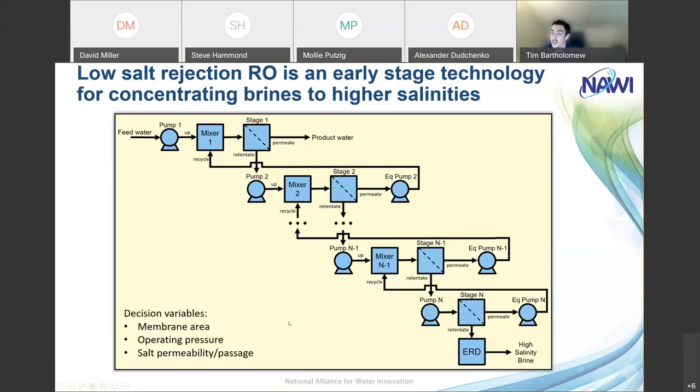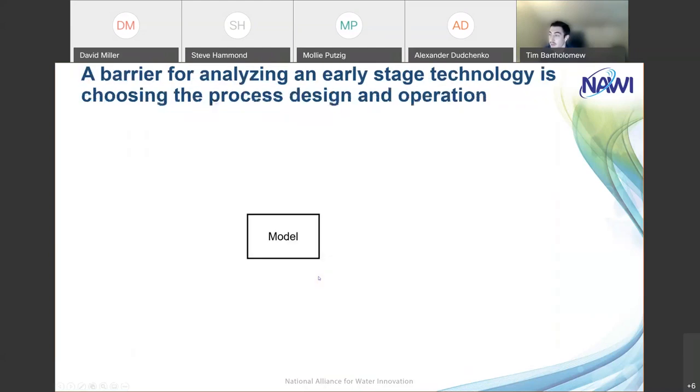Additionally, another challenge for a user is that there are a lot of degrees of freedom. For each stage, there are at least these key decision variables: what the membrane area should be, what the operating pressure should be, and, for low salt rejection reverse osmosis, if we can tune the salt permeability and its passage, what that should be. So there's a wide range of degrees of freedom. Handling this is usually pretty difficult, especially when you don't have experience operating these processes. And this is just theoretical; this is not a process that has been applied in the real world yet.